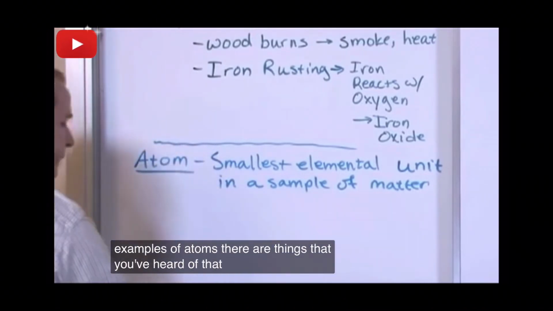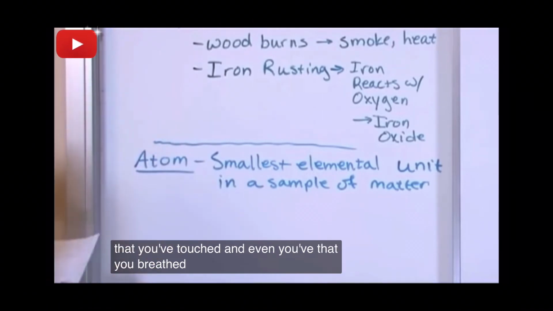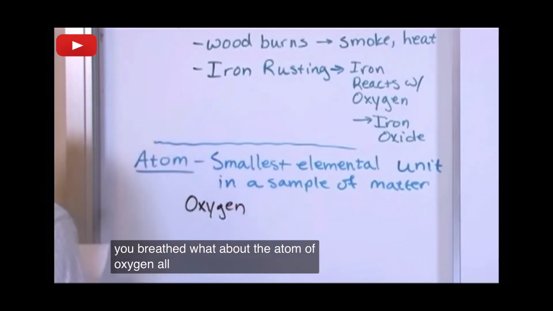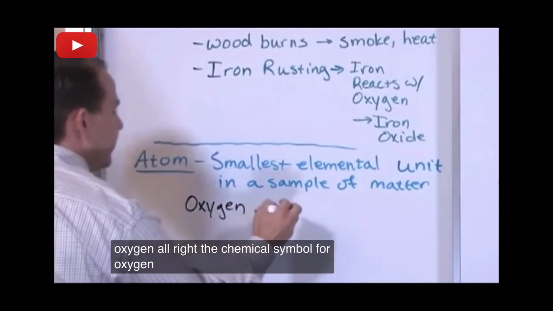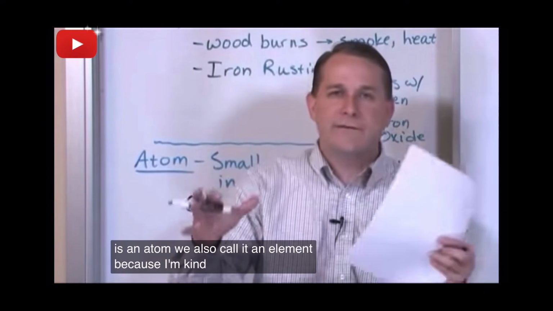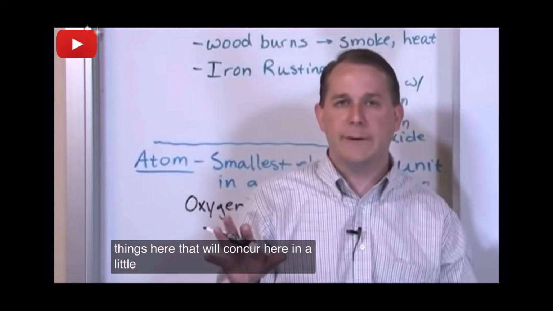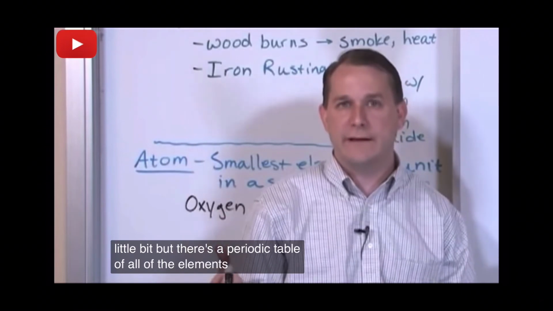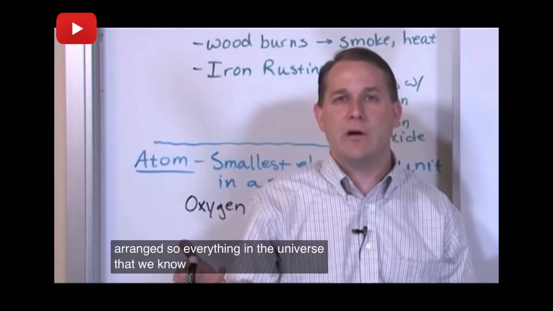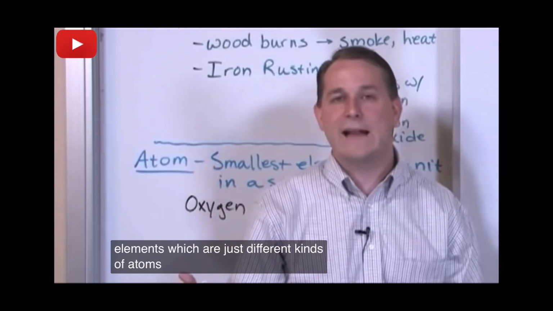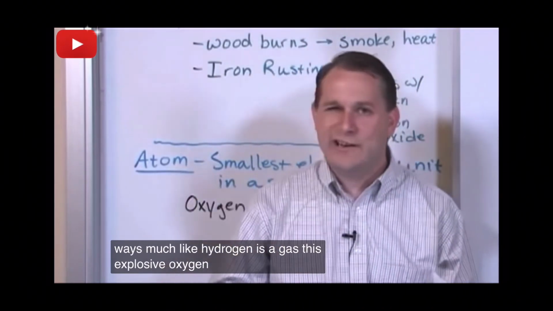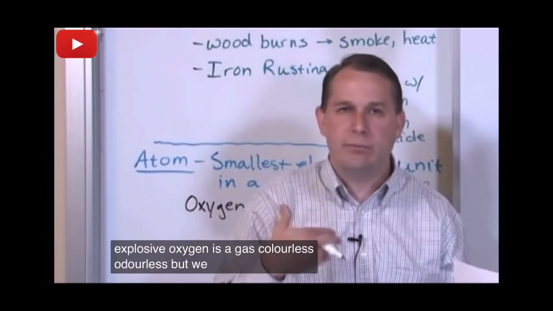There are things that you've heard of, that you've played with, that you've touched, and even that you've breathed. What about the atom of oxygen? All right, the chemical symbol for oxygen is the letter O, right? So that is an atom. We also call it an element because I'm kind of alluding to a few things here that we'll conquer in a little bit, but there's a periodic table of all of the elements that we know about. And those elements are basically arranged. So everything in the universe that we know about is made up of these elements, which are just different kinds of atoms. And they combine in different ways, much like hydrogen is a gas, it's explosive. Oxygen is a gas, colorless, odorless, but we breathe it, we use it, right?